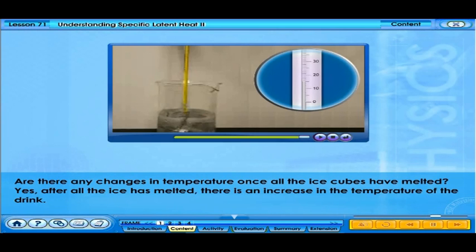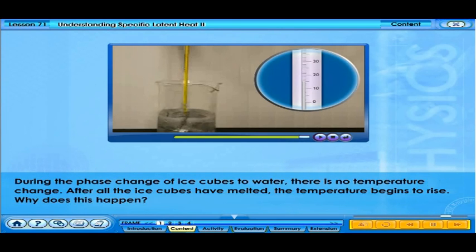Yes, after all the ice has melted, there is an increase in the temperature of the drink. During the phase change of ice cubes to water, there is no temperature change. After all the ice cubes have melted, the temperature begins to rise. Why does this happen?